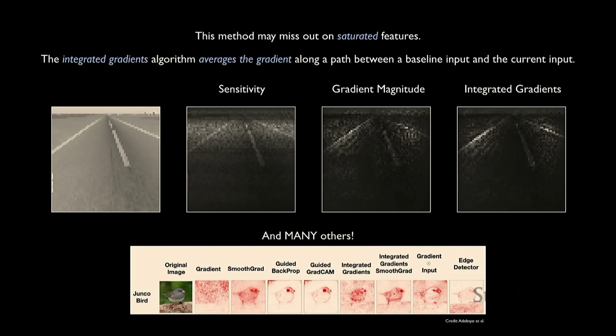Okay, and there's a ton of others. I just touched on saliency maps, where the vanilla saliency map is this gradient magnitude thing. I touched on integrated gradients, but there's a ton of other versions of these things that people have come up with. SmoothGrad is a popular one where you take the gradient of a bunch of noisy versions of your image and average that together. There's just a ton of these.